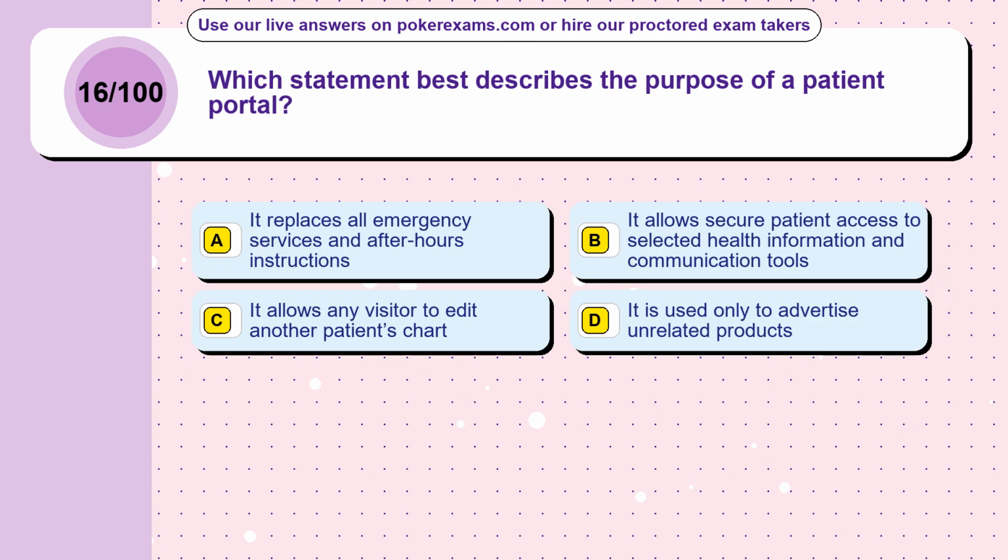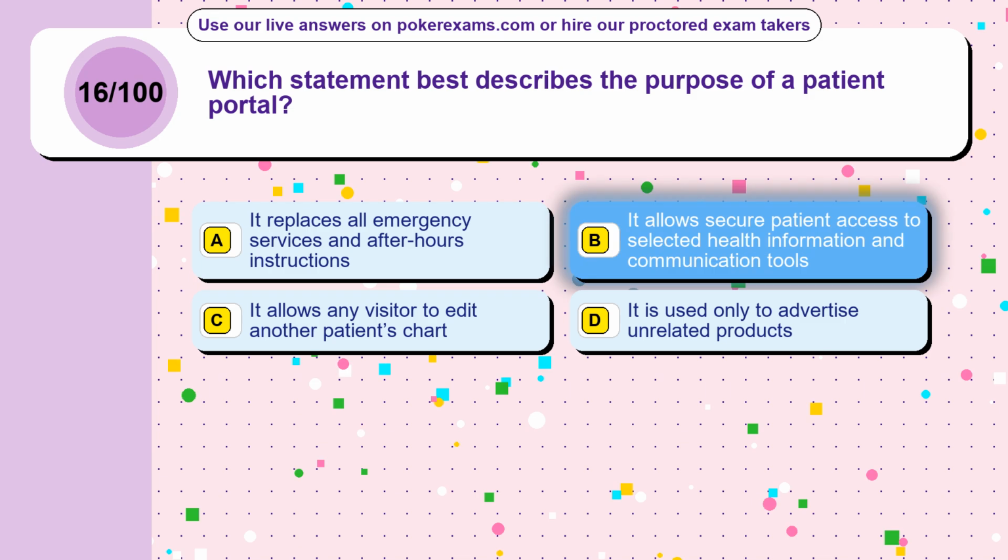Question 16. Which statement best describes the purpose of a patient portal? Option A. It replaces all emergency services and after-hours instructions. Option B. It allows secure patient access to selected health information and communication tools. Option C. It allows any visitor to edit another patient's chart. Option D. It is used only to advertise unrelated products. The correct answer is option B.